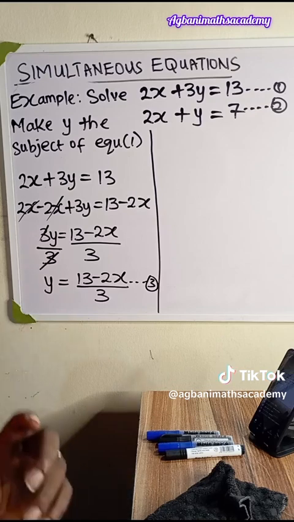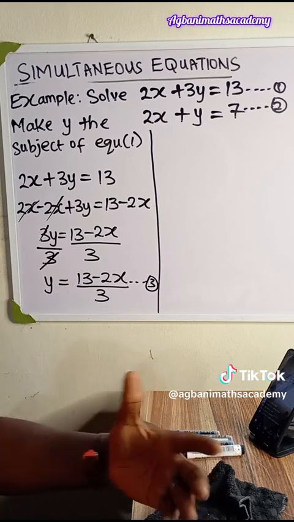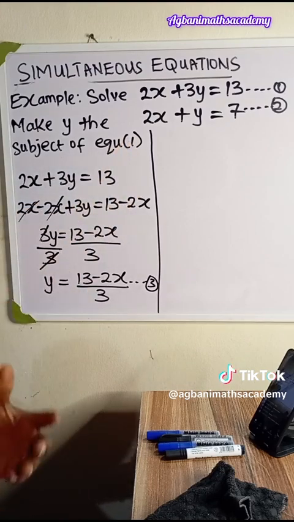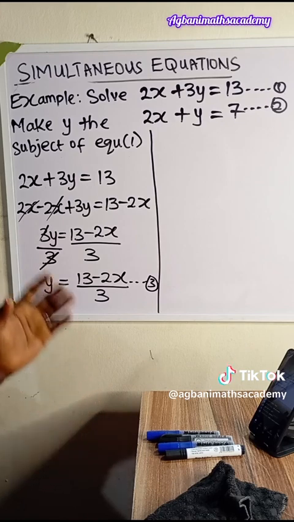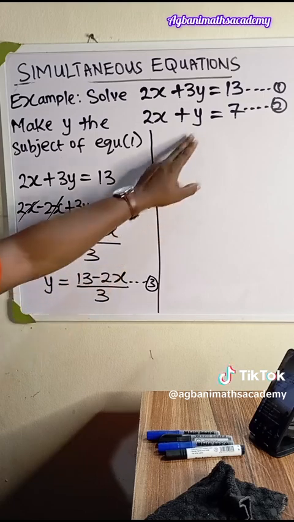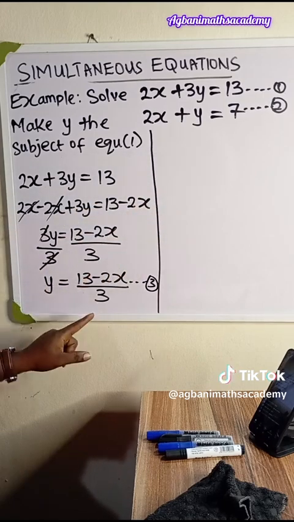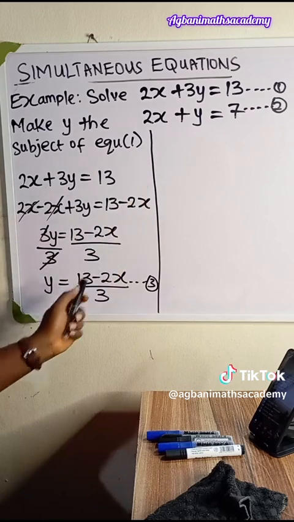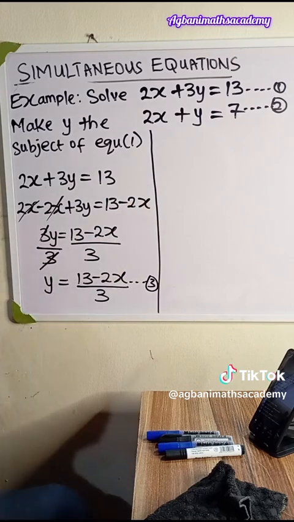So since we started with equation 1, when we are substituting, we are going to substitute into equation 2. So substituting means that wherever we see y in equation 2, we are going to replace it with 13 minus 2x divided by 3. So we're going to remove this y here and replace it with 13 minus 2x divided by 3. So let's do that.